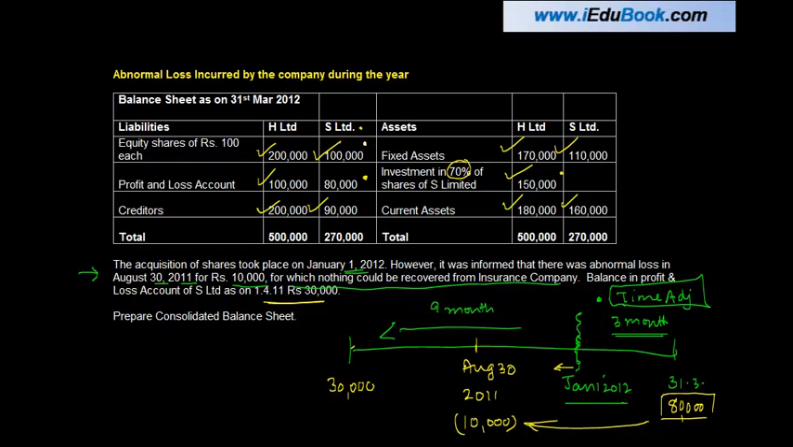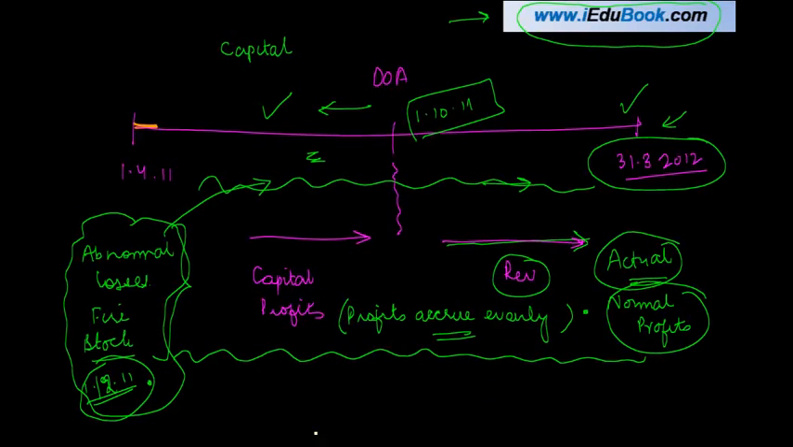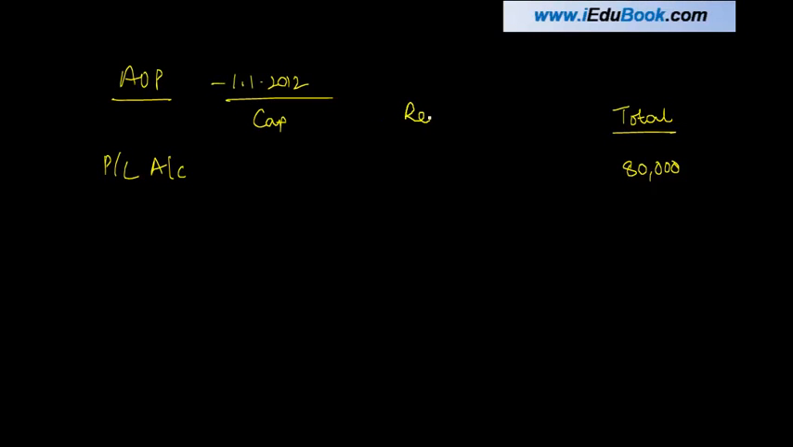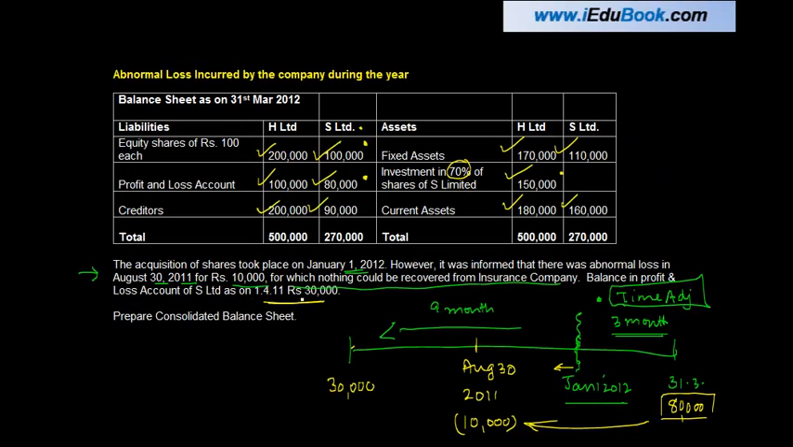The beauty of the thing is that if you just pick one balance and put it in the right column one by one, then the chances that your closing balance sheet will not tally are minimal. Profit and loss account 80,000 is the closing balance. Come to AOP. AOP acquisition date 1/1/2012. What is the total balance of profit and loss account? 80,000. Capital, revenue. How much is the capital balance of the profit and loss account? We know that is 30,000. It's given, 1/4/2011, the balance is 30,000.